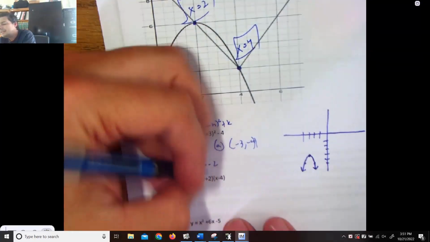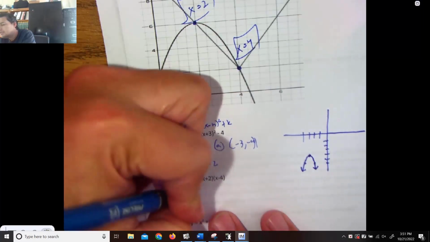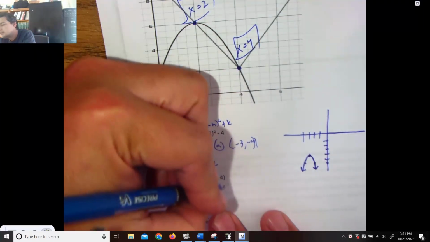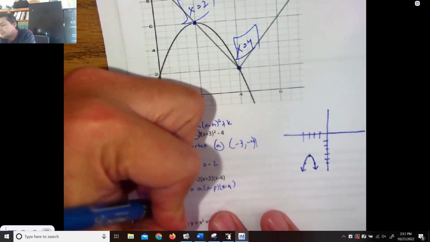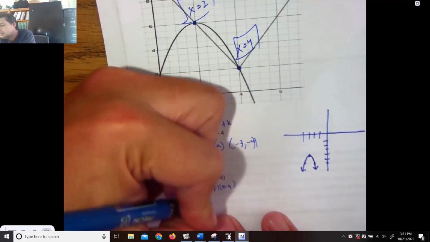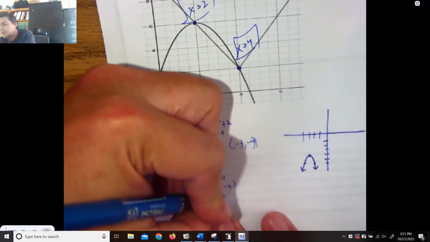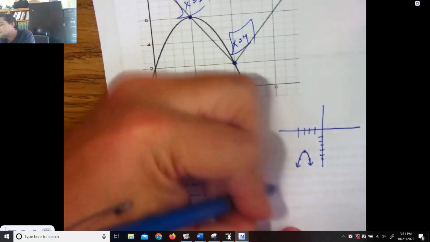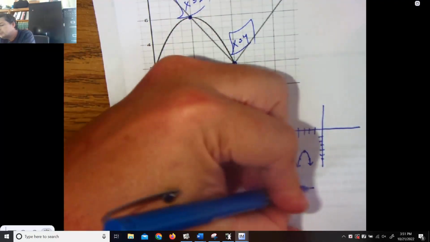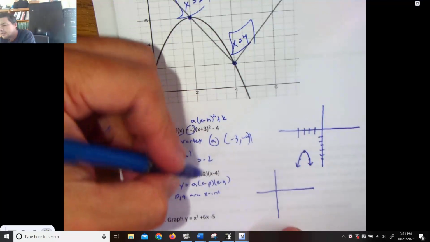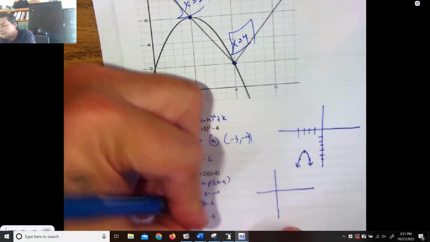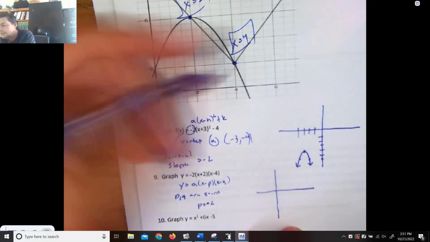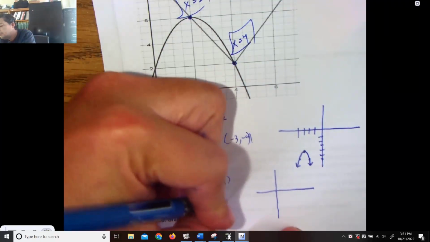Next one is using the intercept technique. It's in the form of y equals a times x minus p times x minus q, where p and q are x-intercepts, better known as roots and so forth. So we are going to cross the x-axis. It looks like a -2. Hopefully you're familiar with that now. You've been doing the cover-up technique. And at 4.